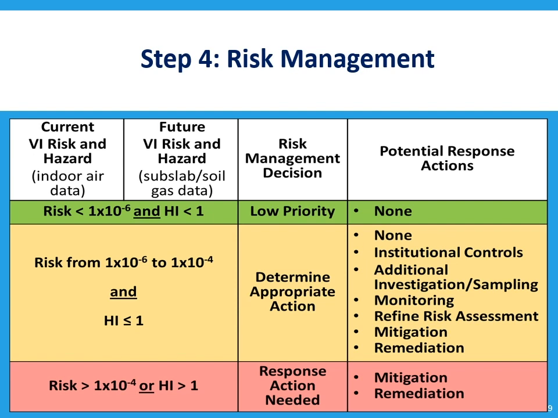One option or outcome is when the exposure is within the risk management range, which is defined as a risk between a 1 in a million and 1 in 10,000 with a hazard index of less than or equal to 1. This is the yellow area in the chart. There are numerous response actions available to practitioners when buildings are within the risk management range. Buildings can be mitigated and/or the subsurface can be remediated to alleviate exposure.